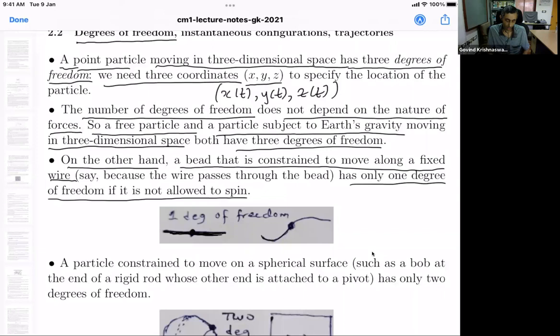Similarly, if you have a wire that is not straight but bent, and a bead that is traveling on it, or an ant that is walking on it, again, not allowed to go round and round the wire and such things, then we will again say that this particle has 1 degree of freedom. Any question about this concept?